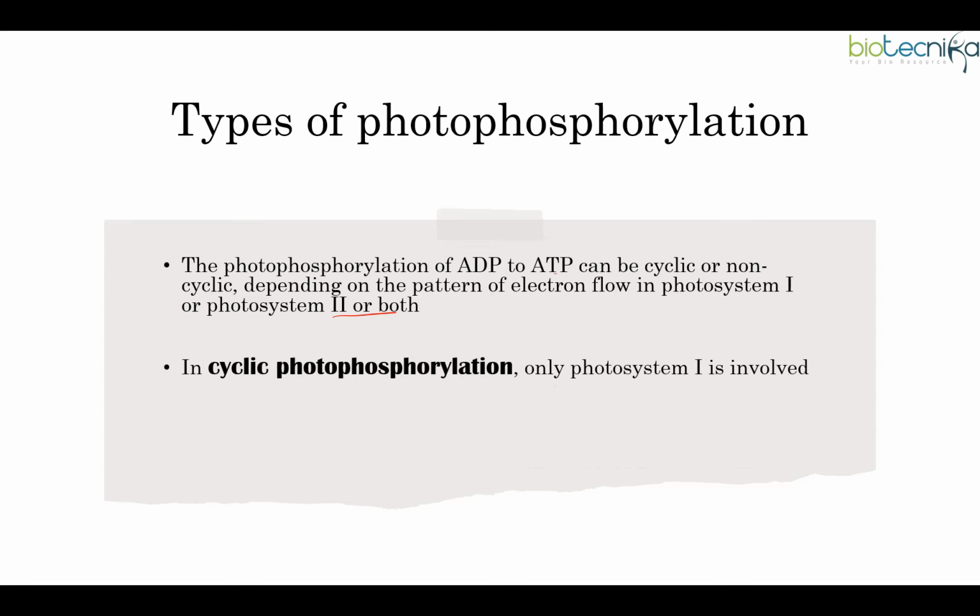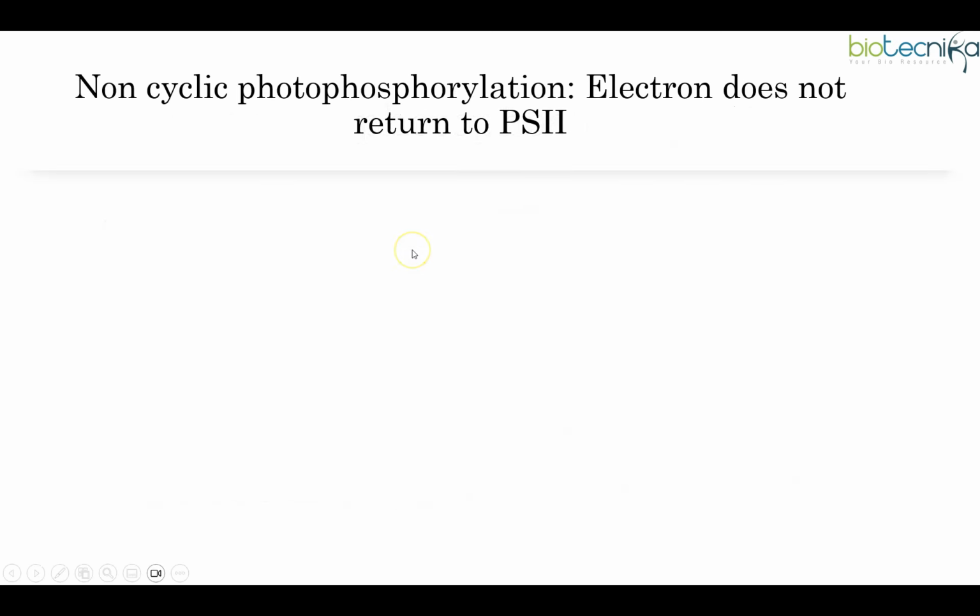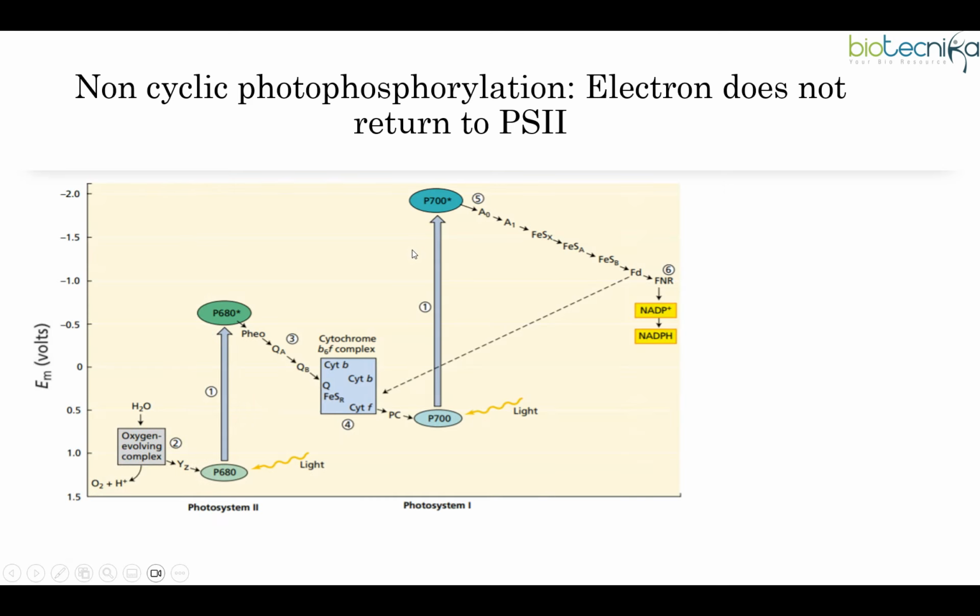Now, what do you mean they are called cyclic? Cyclic means only one photosystem is involved for the passing of the electrons, and in non-cyclic photophosphorylation, both photosystem 1 and photosystem 2 are involved. First, let me show you the non-cyclic. From here is where we know about the photolysis of water, where electrons are released.